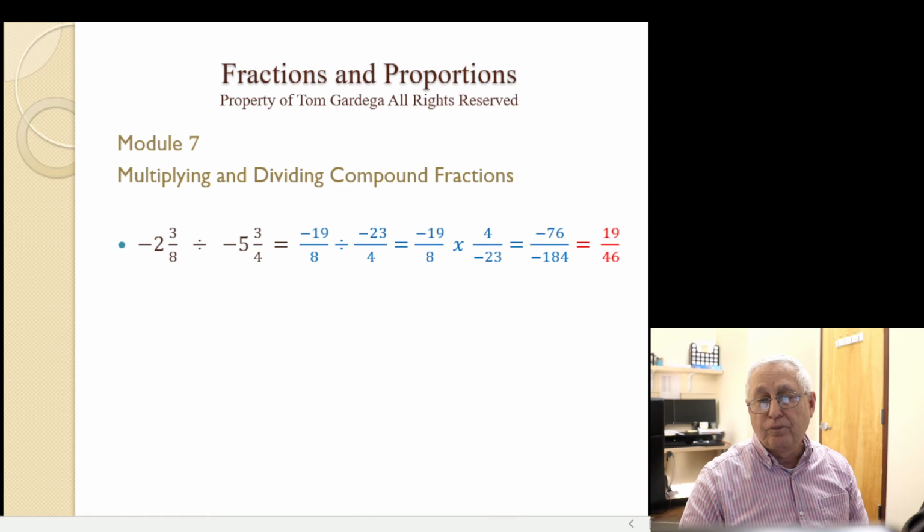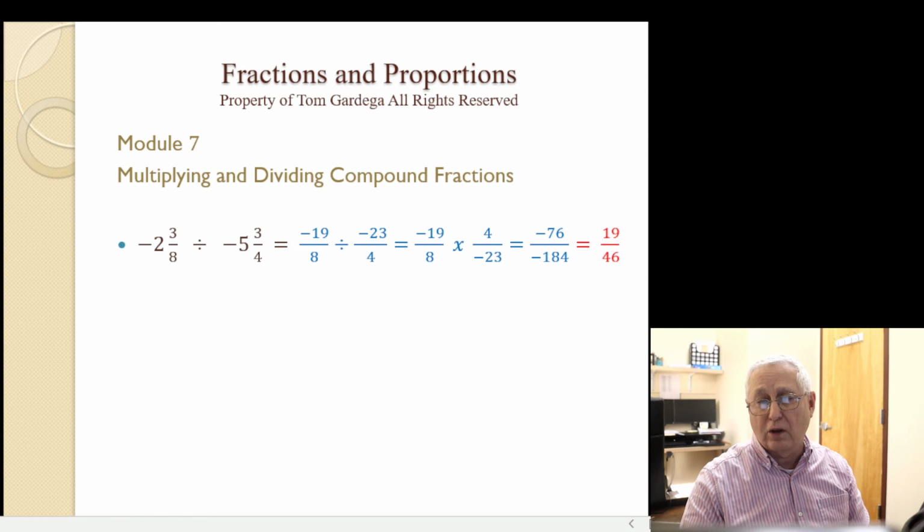Here we have two negative fractions. This is our compound fractions. Negative 2 3/8 divided by negative 5 3/4. We can evaluate these first, and we know this is a negative divided by a negative. The result is going to be positive at the end. But let's just look at it this way.